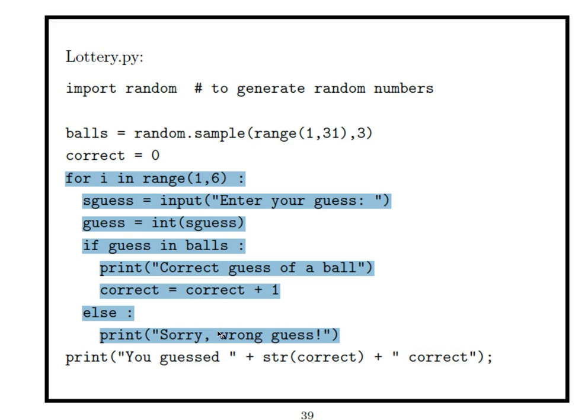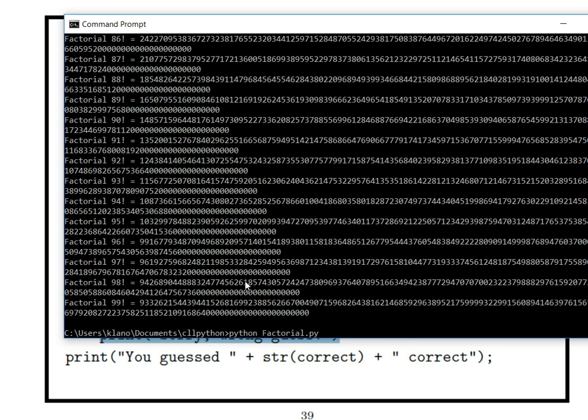Otherwise we say sorry, wrong guess. So this doesn't do any checking of duplicate guesses at this point. That's a little bit more complicated coding that's needed, but it does count the number of guesses that are correct and finally prints them out. Okay, let's see this running.